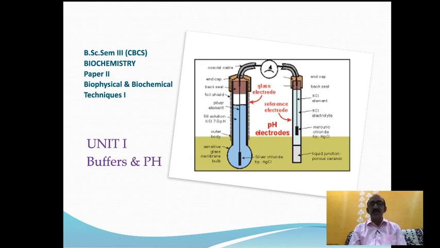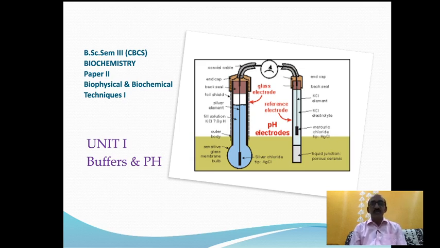We study in detail about the various types of chromatographic techniques like paper chromatography, thin layer chromatography, column adsorption chromatography, gel filtration chromatography, affinity chromatography, etc. There are various types of chromatography techniques used in biochemistry for the separation of various types of organic compounds and inorganic compounds present in the biological sample.